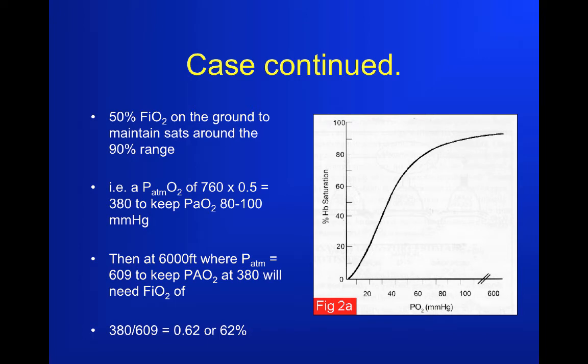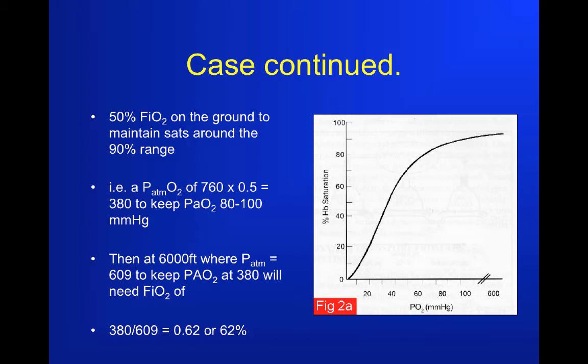So let's return to our case. If the patient needs 50% inspired oxygen on the ground to maintain SATs around the 90% range, this means the patient, due to their underlying pathology, needs an atmospheric oxygen pressure of around 380 millimeters of mercury to generate an arterial oxygen pressure, a PaO2, of around 80 to 100 millimeters of mercury to generate SATs of just greater than 90% or so.